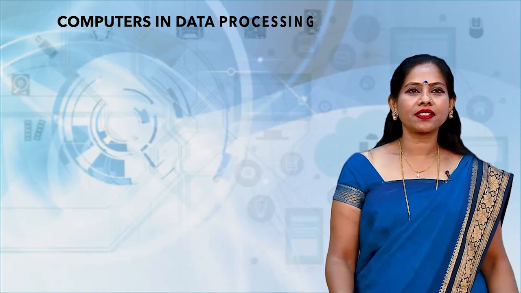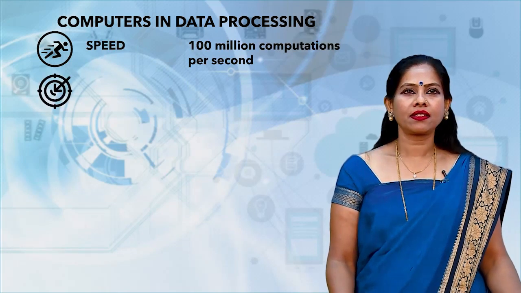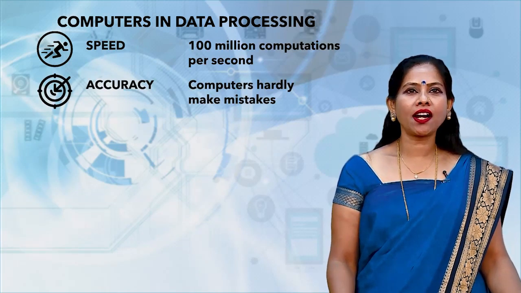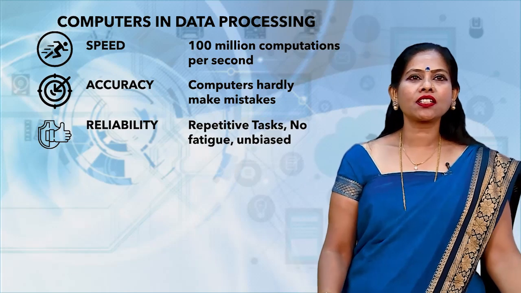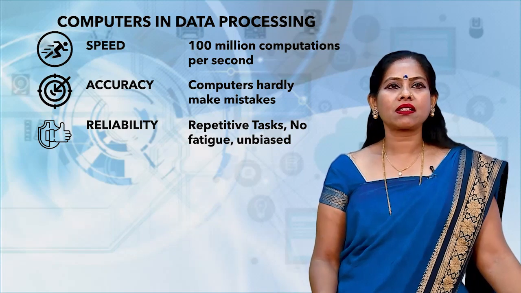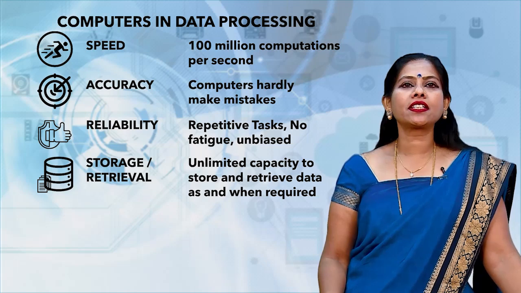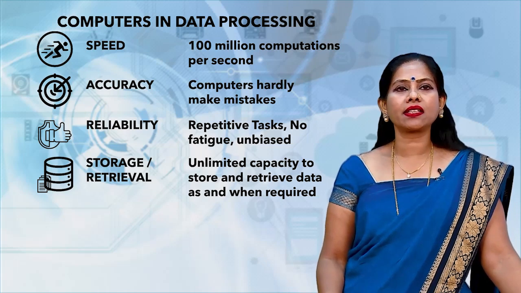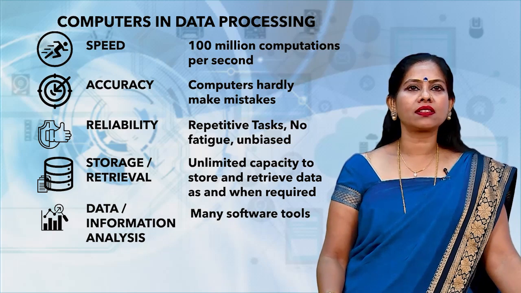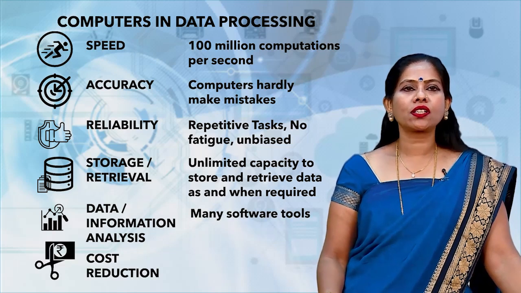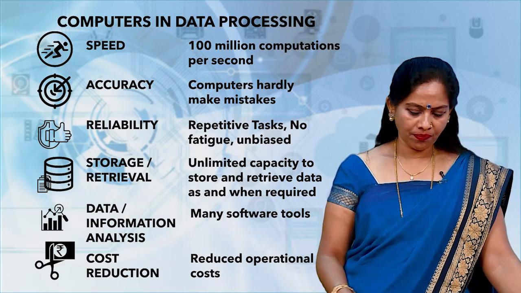Computers in data processing: speed, 100 million computations per second. Accuracy, computers hardly make mistakes. Reliability, repetitive task, no fatigue, unbiased. Storage or retrieval, unlimited capacity to store and retrieve data as and when required. Data or information analysis, many software tools. Cost reduction, reduced operational cost.